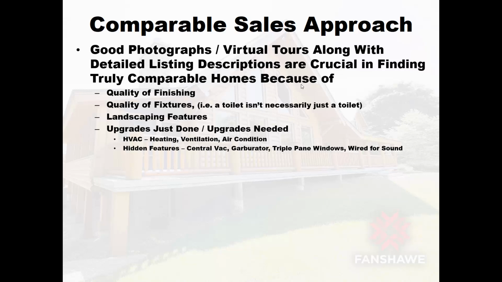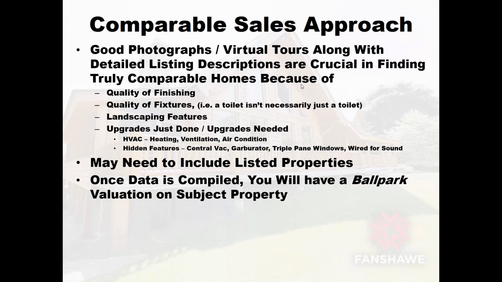Little stuff like that. Hidden things that are hard to see in the photos but might be in a good description. Central vac, a carburetor, triple pane windows, wired for sound. All the smart home stuff you're seeing now, stuff like that.